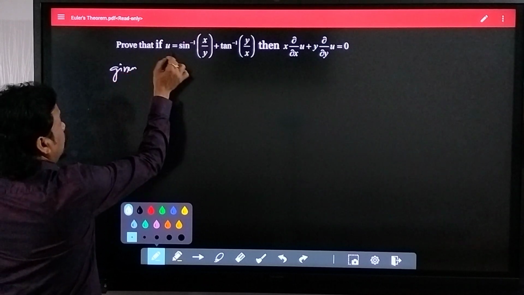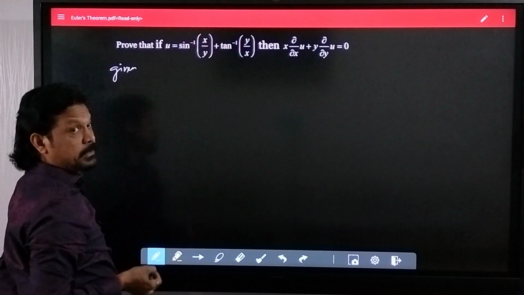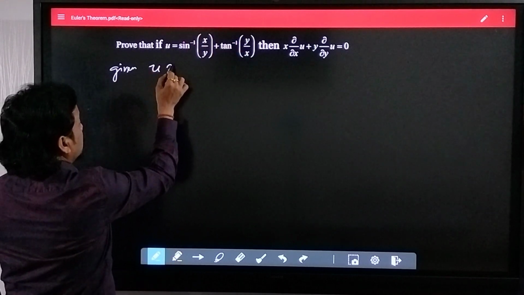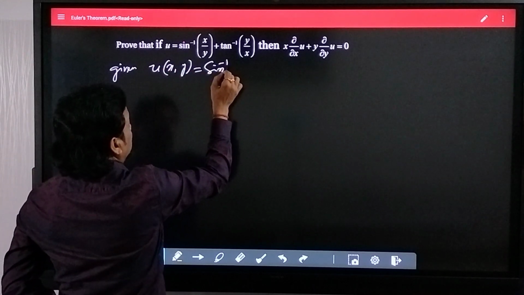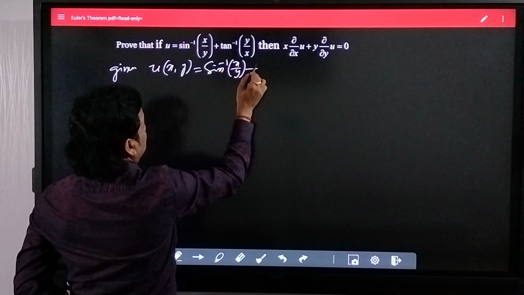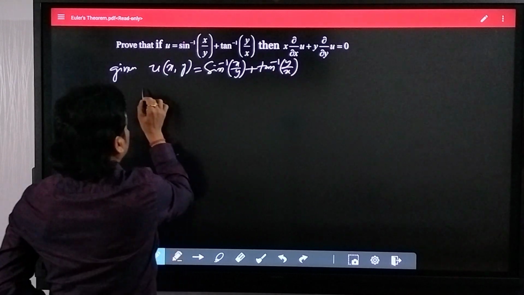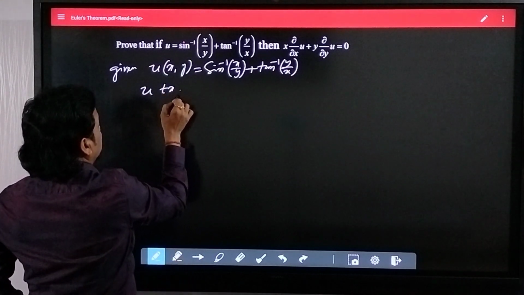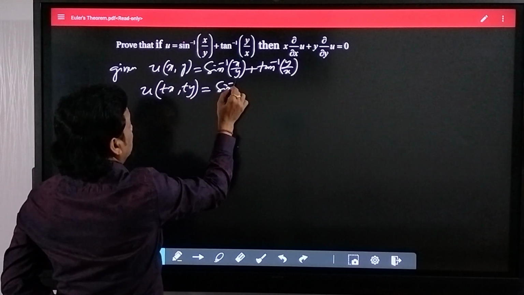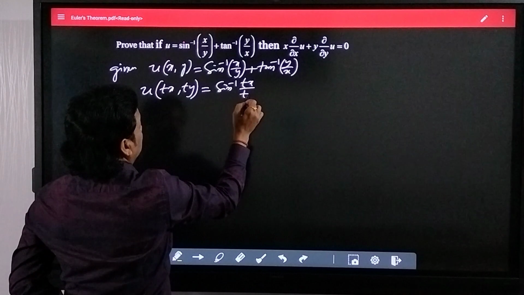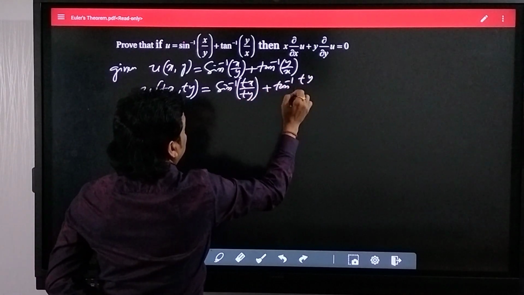Given here u is a function, u is not a variable, u is a function of x and y because on the RHS the variables are x and y. So u of x and y is equal to sin inverse x by y plus tan inverse y by x. So now I am going to test the homogeneity. So u of tx, ty is equal to sin inverse tx by ty plus tan inverse ty by tx.